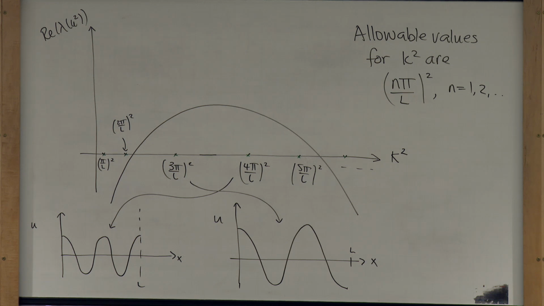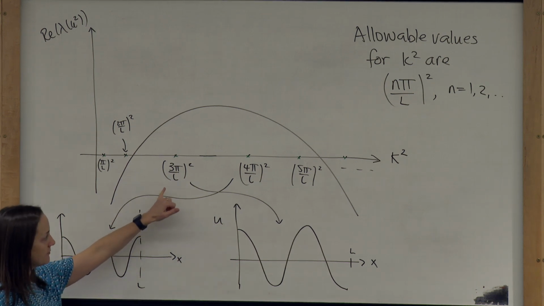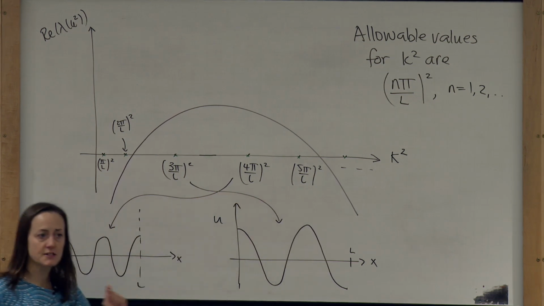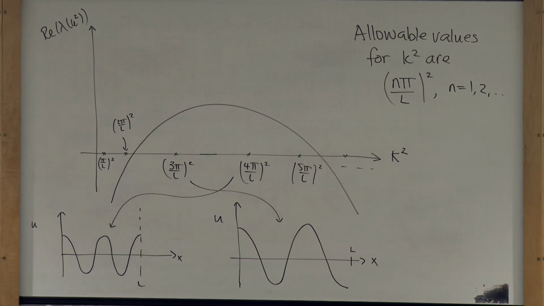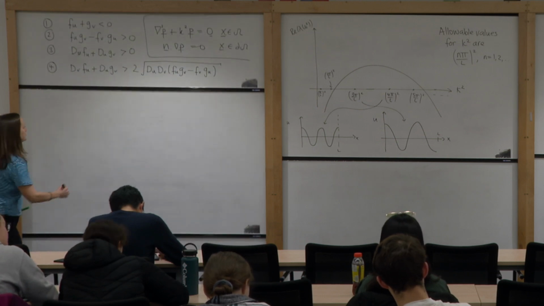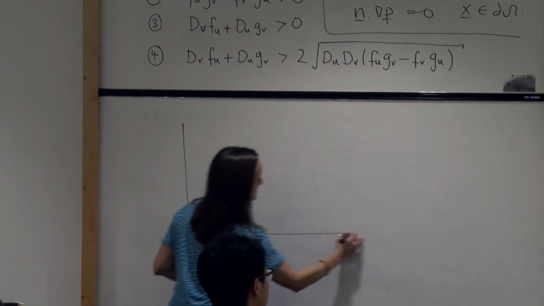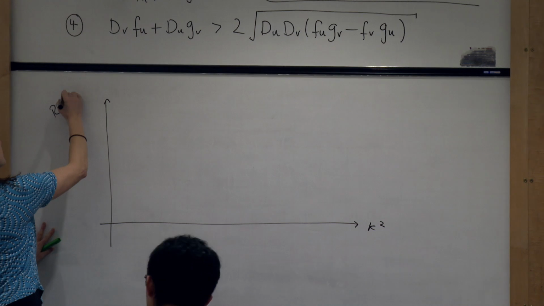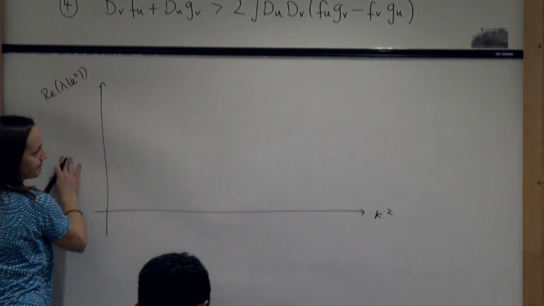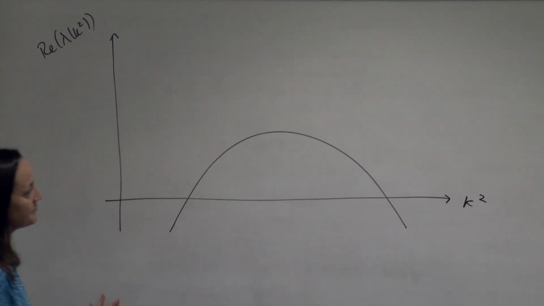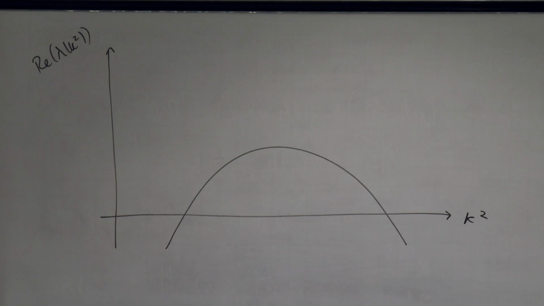Under the hood, what's really going on here is that the domain size is playing a critical role, right? L is present in here. The size of the domain plays a critical role in the patterns that I'm going to see. Can we say a little bit more about that? This is k squared again. This is the real part of lambda of k squared. If I have my lambda of k squared looking like this, it's positive, its real part, sorry.